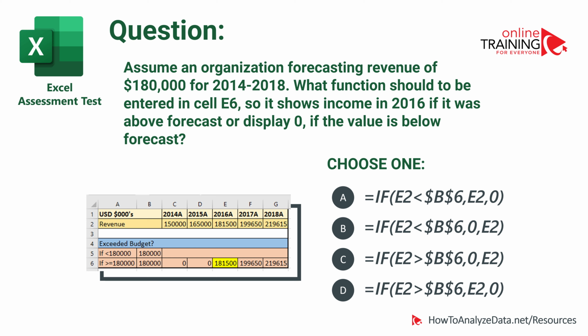Assume an organization forecasting revenue of $180,000 for the period of 2014 through 2018. Which function should be entered in the cell E6 so it shows income in 2016 if it was above forecast, or displays 0 if the value is below forecast? And you have choices, four choices in fact, A, B, C, and D, and all involve the IF formula. Which one do you think is right?